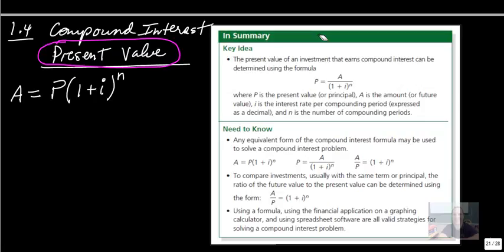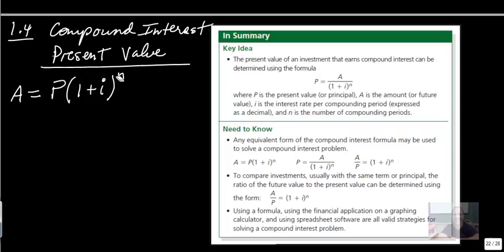Hey everyone, today's Foundations 30 lesson is from section 1.4. We're going to talk about compound interest. We're going to work with the compound interest formulas, and we're going to talk today about present value, among some other things. So present value is in the title of the section, so that's kind of the main thing.